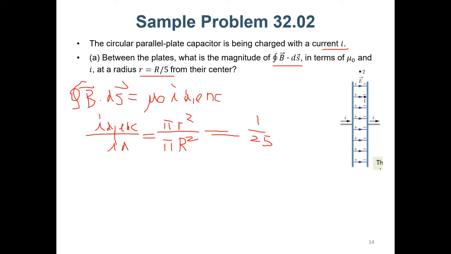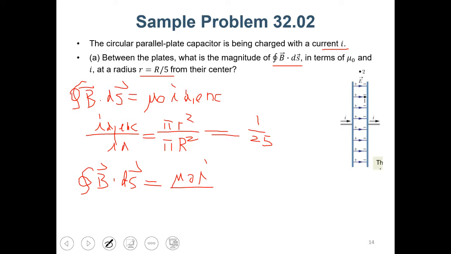And actually, I_D is actually I. So finally, we will have the integral of B ds, which is actually mu0 I over 25, because I mentioned I_D is actually I, so I_D enclosed is I over 25.